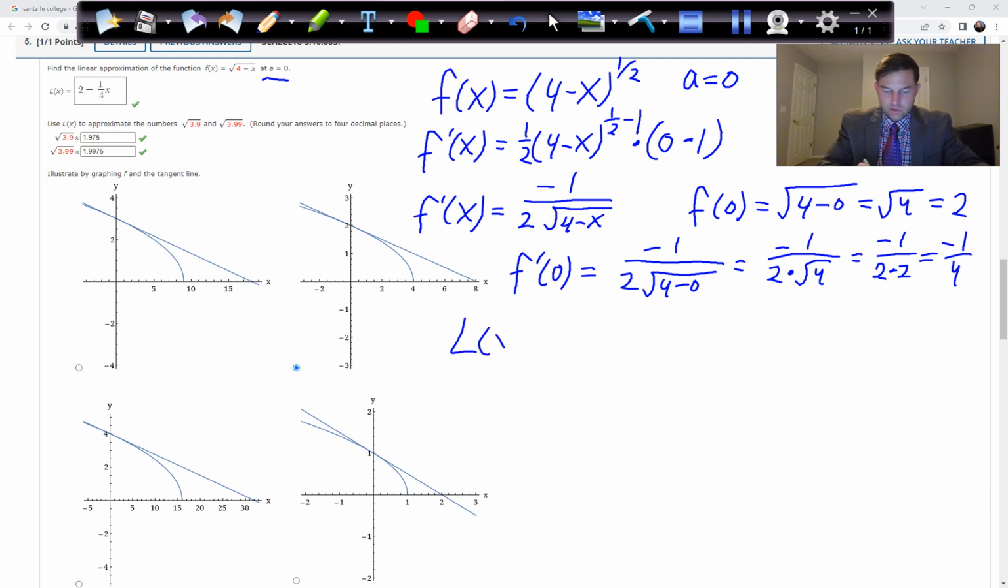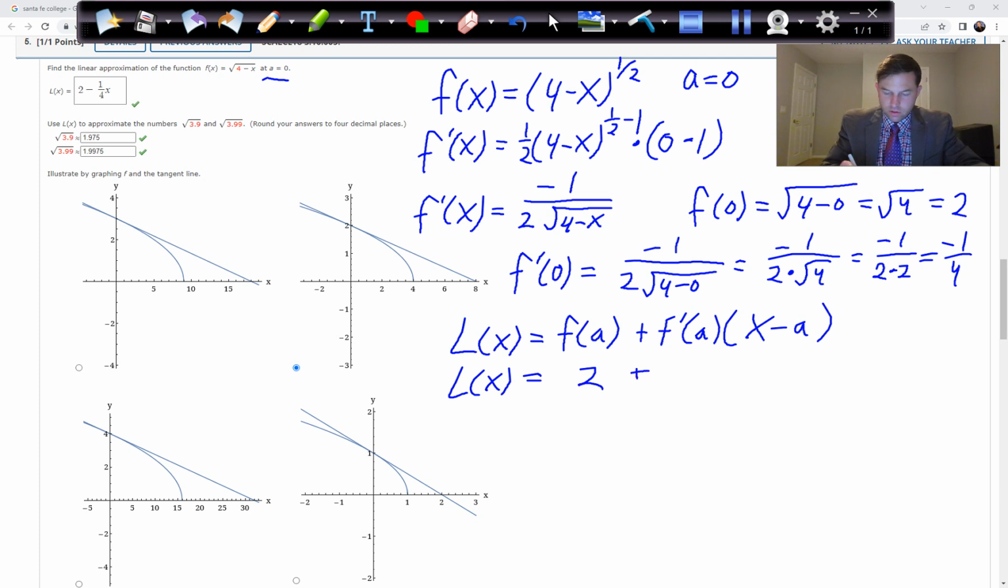So, substituting in the linearization equation, f of a plus f prime of a times x minus a, we know f of a was 2. F prime of a was minus 1/4, x minus 0. So the linearization is not too bad. It's 2 minus 1/4 x.